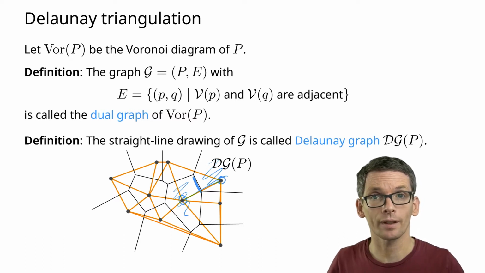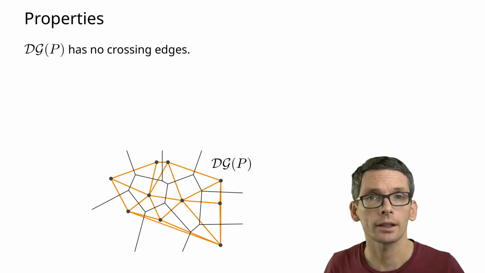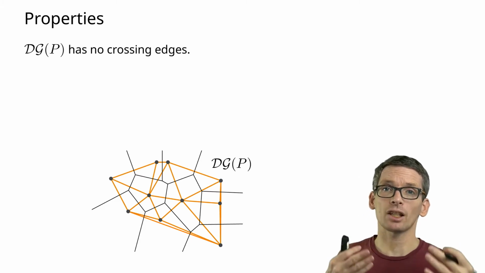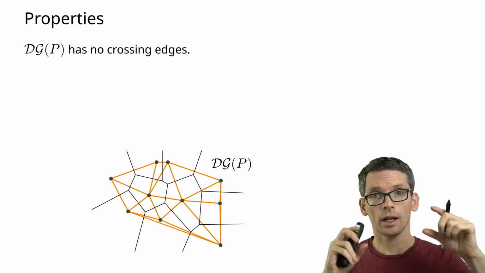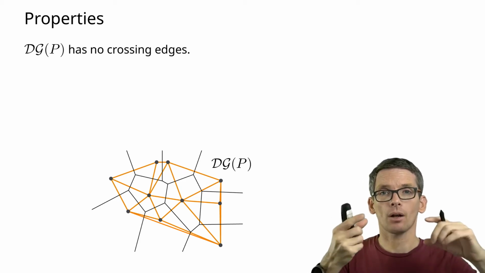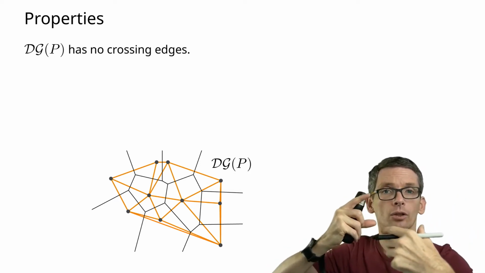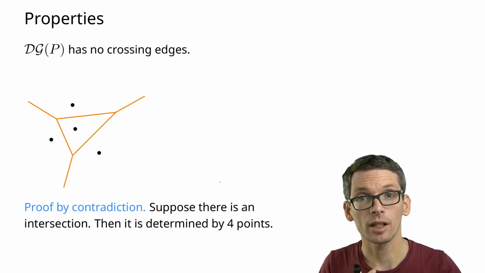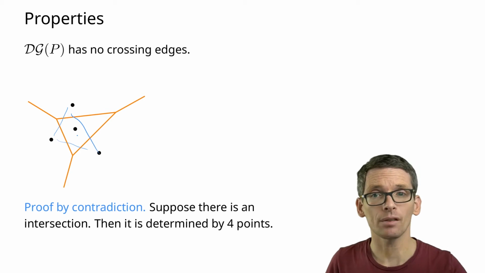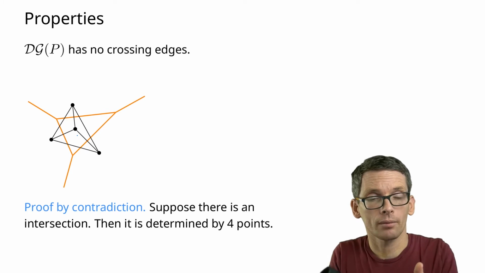In particular, we want to show that it's a plane graph, meaning it has no crossings. So what we want to show is that the Delaunay graph has no crossings. We can prove this by contradiction. So let's assume it has a crossing. Then there are 4 points, where there's an edge between these 2 points, there's an edge between those 2 points, and those 2 edges cross. If the 4 points look like this, with 3 points on the convex hull and 1 point inside, even if I take the complete graph, there is no crossing. So this is not how these 4 points may look.